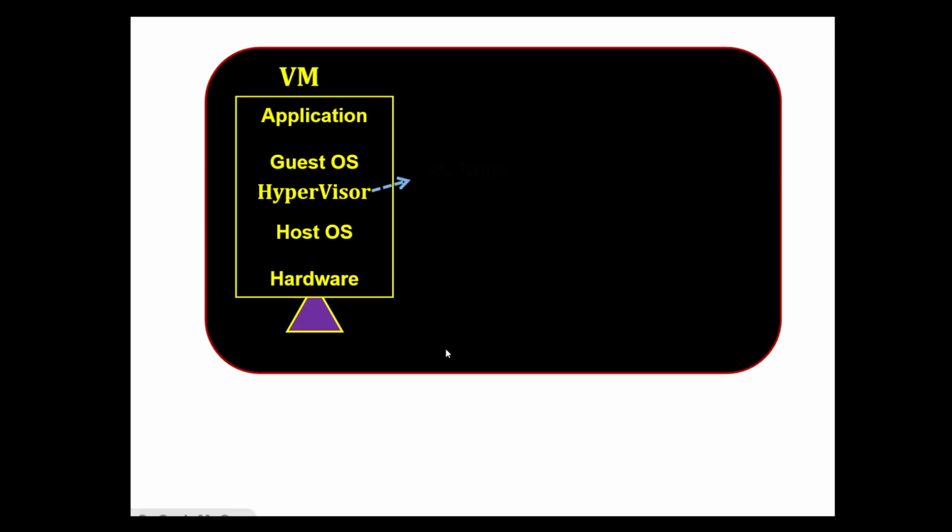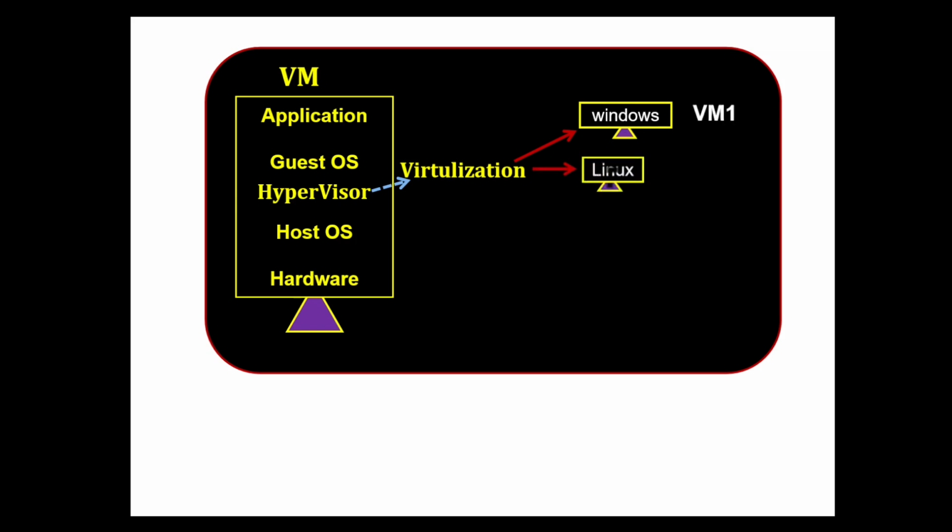Through the hypervisor, we can enable virtualization and create multiple virtual machines for each platform, like Windows, Linux and Mac OS. In this way, we can create multiple virtual machines which run independently in isolated environments, in which one virtual machine is unaware of the other.